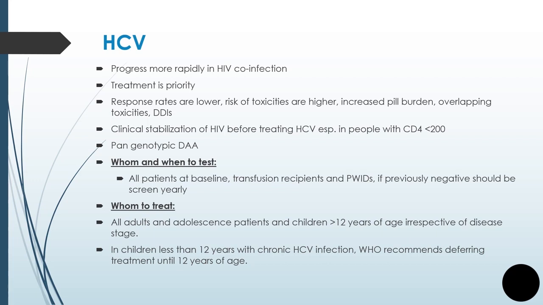There are very potent and effective pan-genotypic direct-acting antiviral agents available, and these are recommended for the treatment of hepatitis C virus. Now, the question is whom and when to test for hepatitis C virus. All patients who are HIV positive should be checked at baseline for hepatitis C virus status with anti-HCV, and patients who are transfusion recipients and injecting drug users, if found previously negative, should be screened yearly. These include patients who are receiving transfusions for thalassemia.